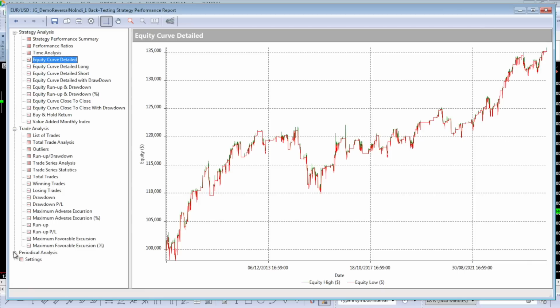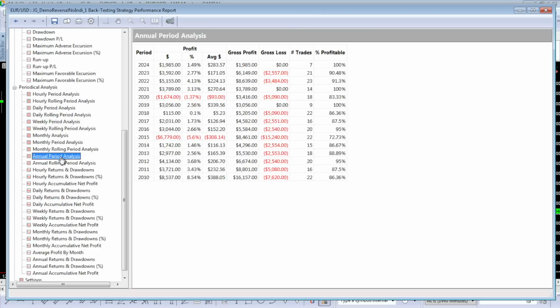Looking at the annual period analysis, we can see that over those 14 years, we've only got 2 losing years. We can see 2010 was a very strong year, but then, as we can see on the chart, 2022 was a good year, 23 was pretty good, and so far, 2024 has been performing quite well. In fact, this year alone, we've only got 7 trades, but every one of those has been profitable.